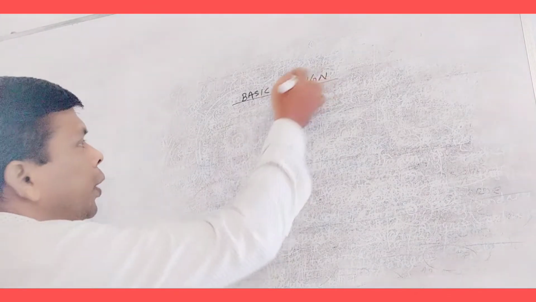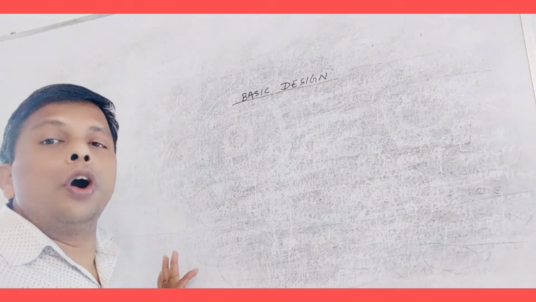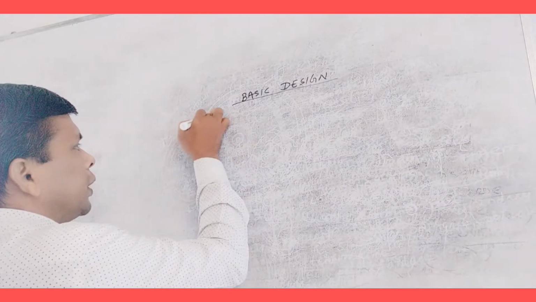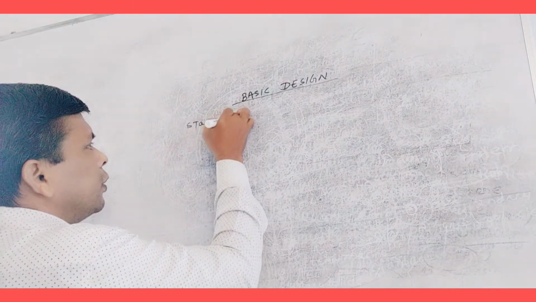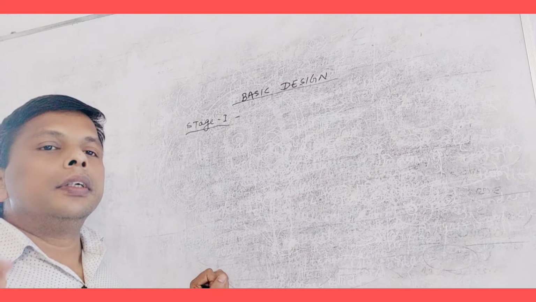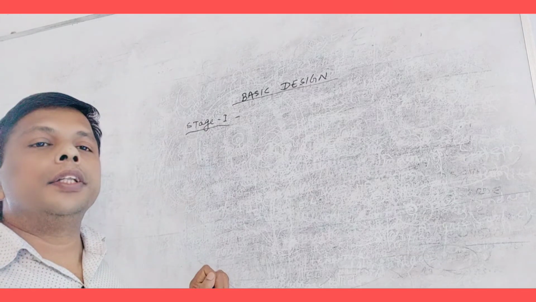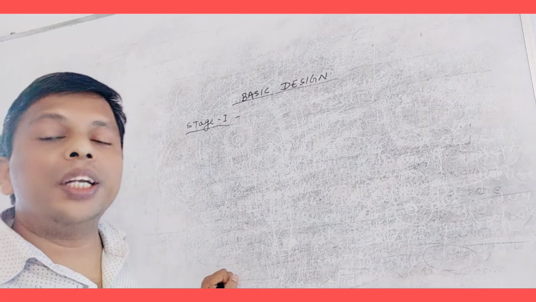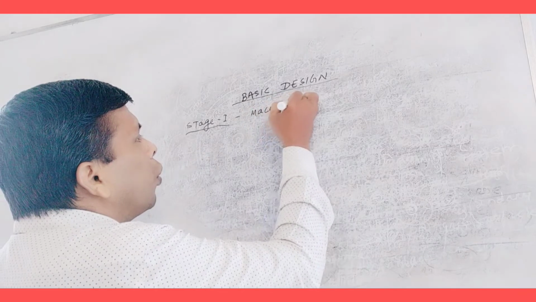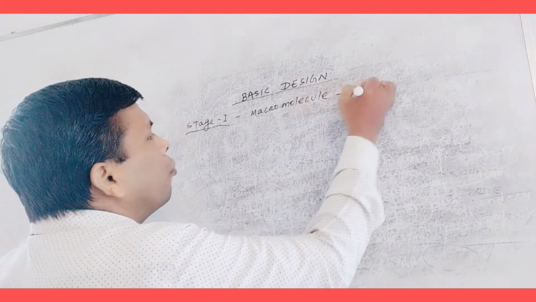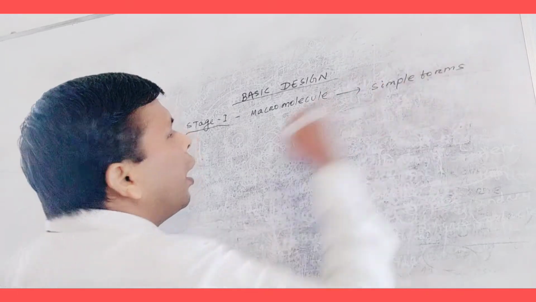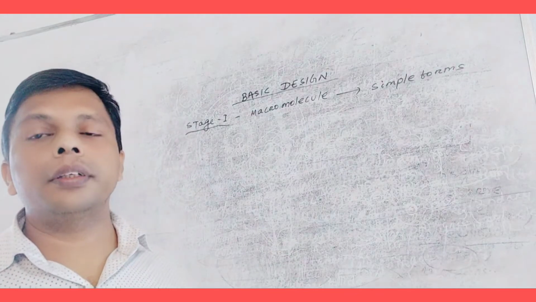Okay. Suppose you are taking carbohydrate, lipid or protein in our diet. The basic design consists of 3 stages. Stage 1. What happened in stage 1? In stage 1, the macromolecules are converted into simpler forms. Okay. How is it going on in our body?